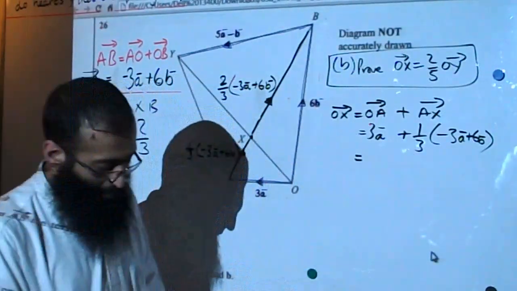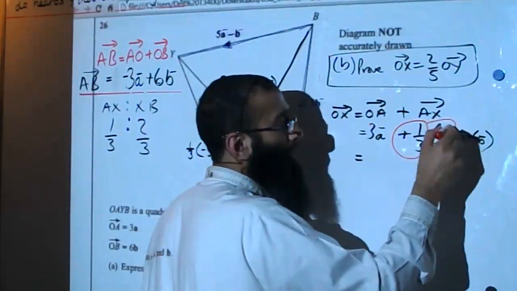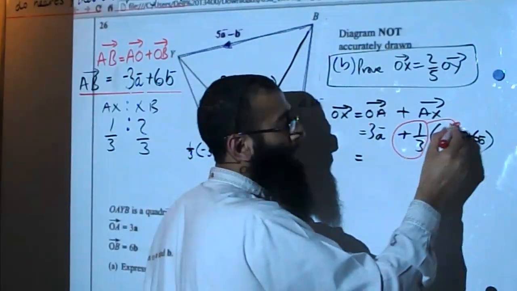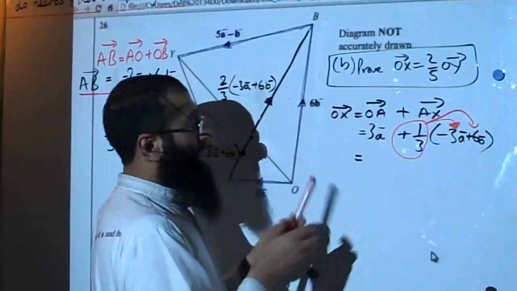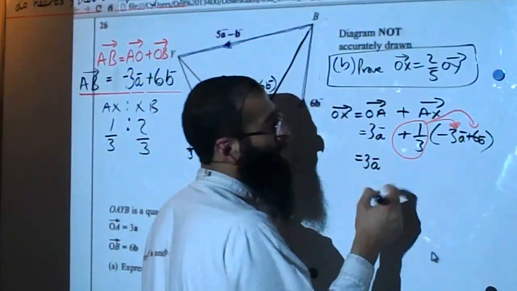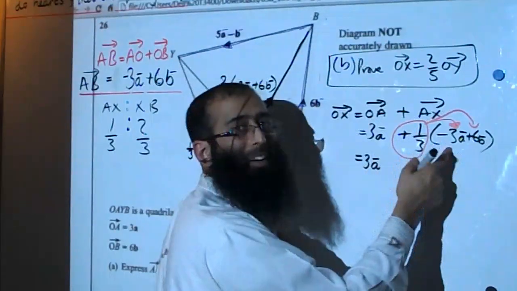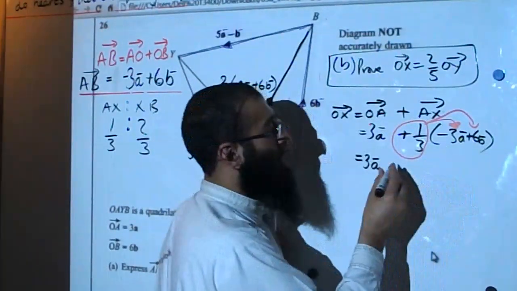So what we do now, don't forget here we have a plus 1/3, we're going to multiply it by the minus 3a, and then multiply it by the plus 6b. So let's do that now. The 3a element at the beginning stays as 3a. 1/3 times minus 3. 1/3 of minus 3 is minus 1.